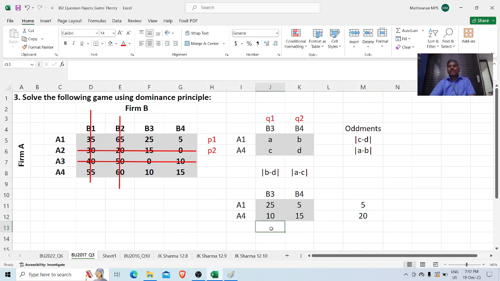We will come to the column. The first column will take the difference of B minus D, the modulus. B is 5, D is 15. 5 minus 15 is minus 10. When we take the modulus, it is plus 10.